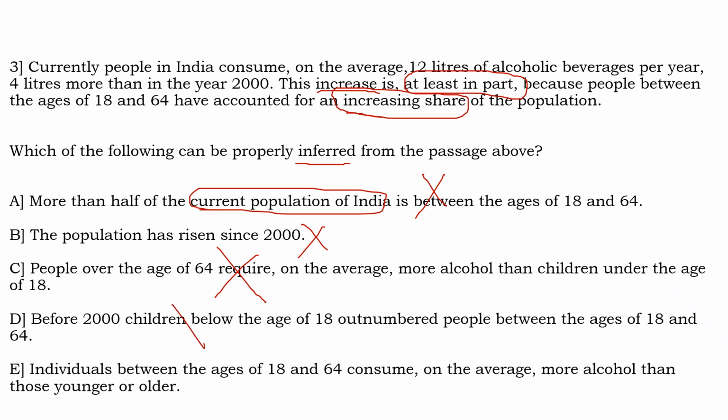So that is why this also is wrong. Option E, individuals between the ages of 18 and 64 consume on the average more alcohol than those younger or older. Correct. Because this age group is consuming more alcohol, and since their number has increased in the population after the year 2000, the average has gone up. So that is the clear inference that we can make. So that is why option E will be your correct answer.